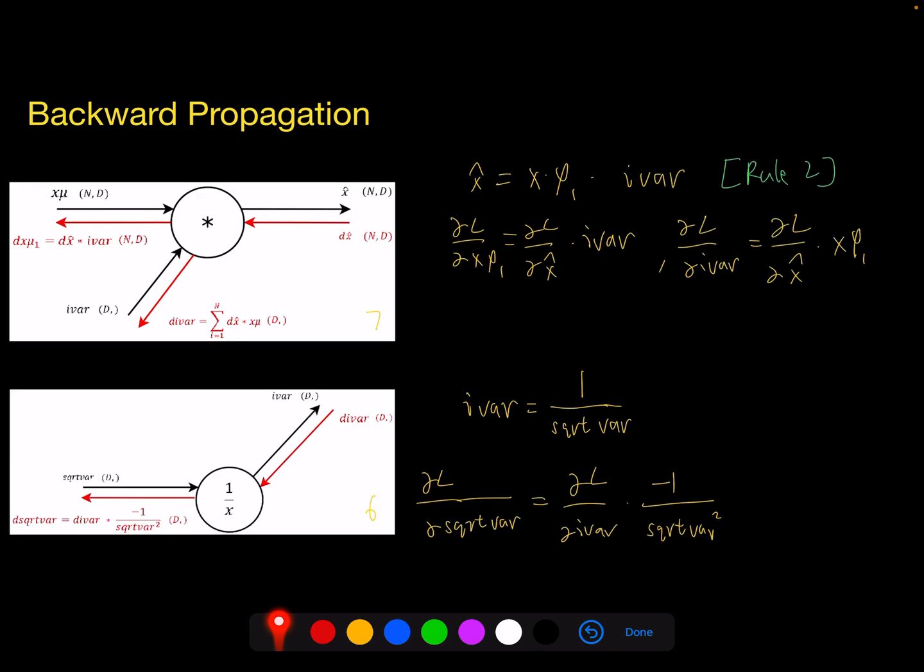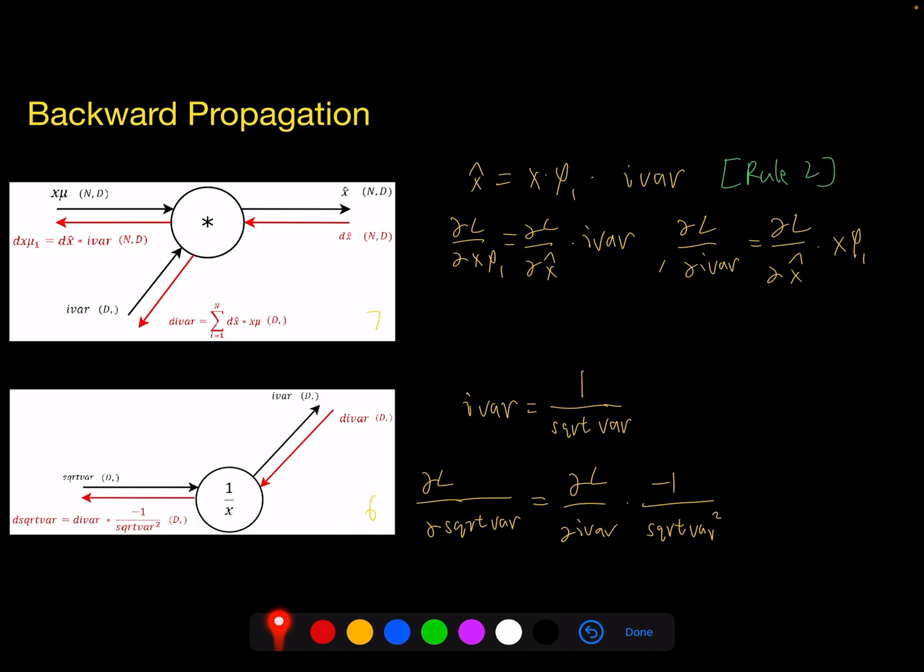So next, for step 7, we have this gamma times x hat, at n by d, another multiply operator. So now we know we use rule 2. Basically, use the second part value and multiply the gradient of output. Also, here the inverse variance we want to have is of dimension d. Then we will apply a summation from 1 to n here as well.